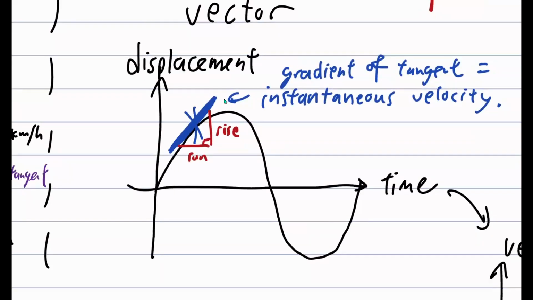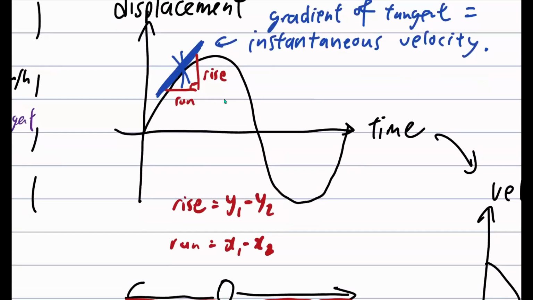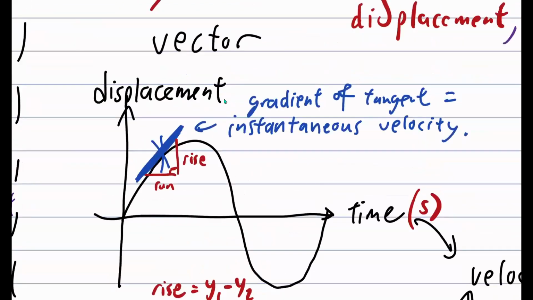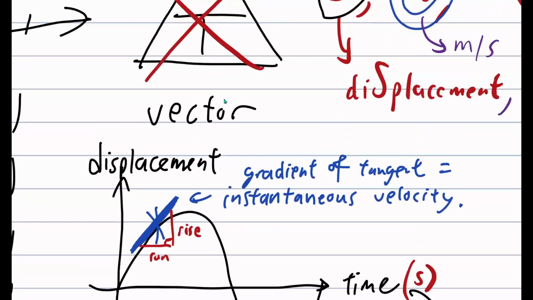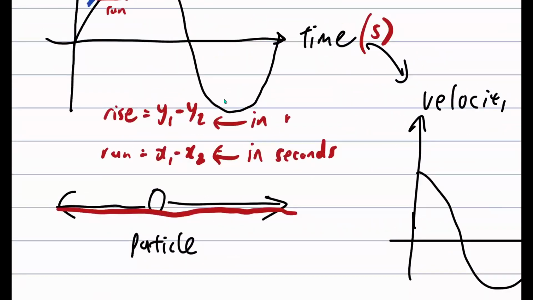How do you get the rise? It's really just the two y values, right? Then how do you get the run? It's the x1 minus x2. But in this case, x1 minus x2 is like time. So let's say the units here are seconds, and the units here, let's say, are meters. Then this will be in seconds, whereas for the y, it will be in meters.